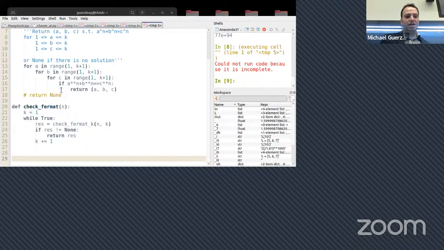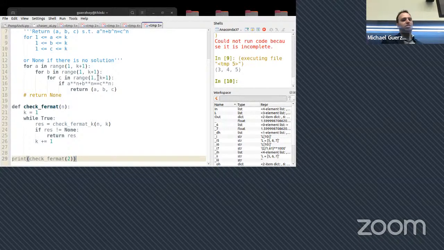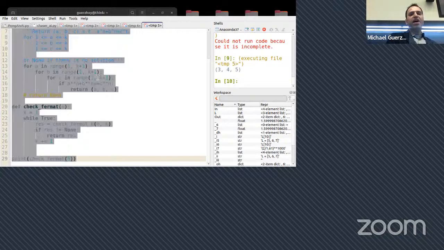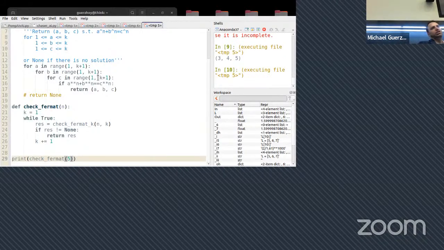Right? So now I can just check. I can check for mod 2, for example, and I'll print the result. And here it found the solution. So for n equals 2, 3 squared plus 4 squared is equal to 5 squared. It found it easy. On the other hand, if I plug in 5, what's going to happen is an infinite loop. According to Fermat's last theorem, there is no solution, so it's going to keep looking for it forever.